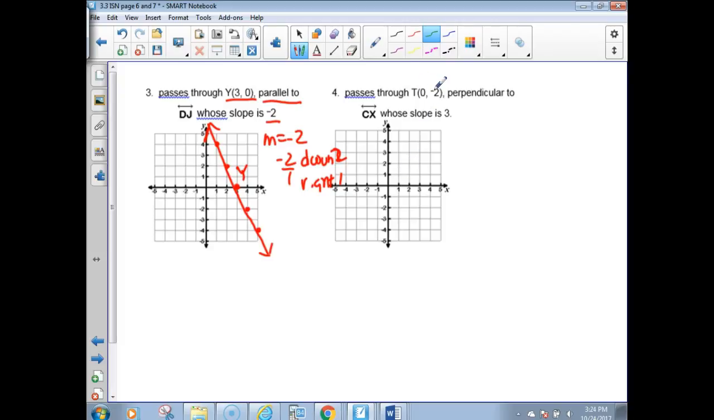Okay, next one. Point P is at (0, -2). That is on the y-intercept. Perpendicular to line CX, which has a slope of 3. The perpendicular line would have a slope that is not 3, but opposite and flip it: -1/3. -1/3 means go down 1, right 3. So from point P, down 1, 1, 2, 3, or up 1, left 1, 2, 3. That's all I can make.